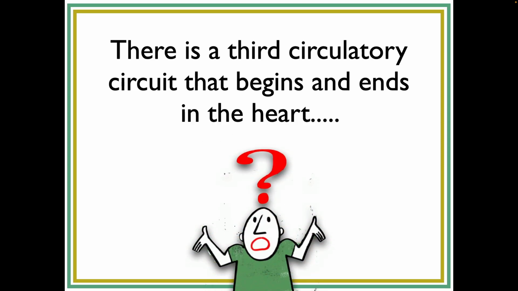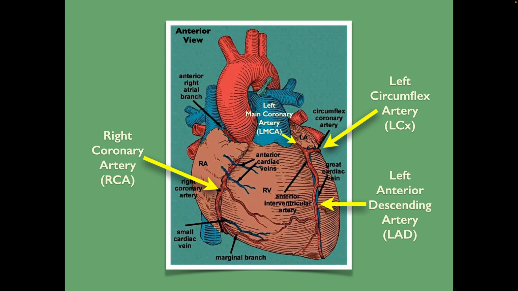Okay, we've already mentioned this. Chris, do you remember, what is the third circulatory circuit that begins and ends in the heart? We have the pulmonary circuit, we have the systemic circuit, and then we have the mysterious third circuit. Coronary. Brilliant. The coronary circulation. We already mentioned that when we were talking about the little orifice at the base of the aorta. So here is a picture of the coronary circulation.